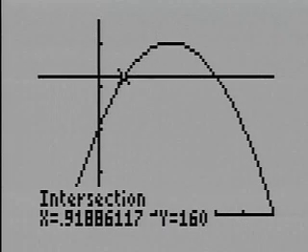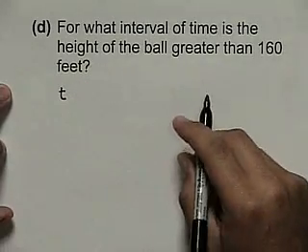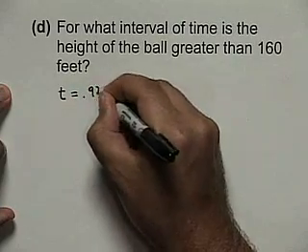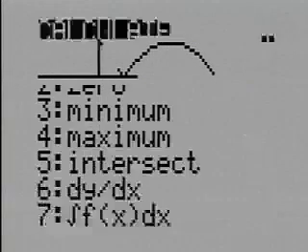The first point of intersection is given to us as x equals 0.91886. So we'll round that to 0.92. Now, even though the calculator is using the variable x, we should really be using time as our variable, so it will be t equals 0.92, we'll say. And now we'll go back to the calculator and find the other intersection point.